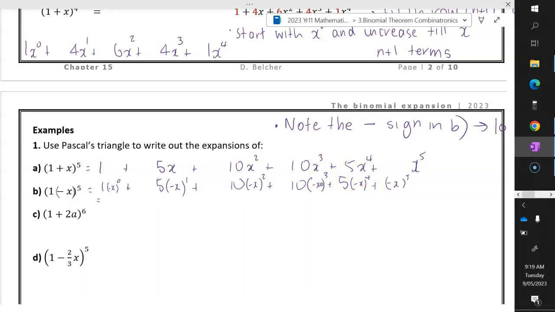So what we're going to have there is a 1 plus, it's not going to be a plus now, is it? It's going to be a minus 5x. This negative disappears because it's being squared, so we're going to have positive 10x squared, and it's only the x that's squared. This negative still stays a minus, so it's going to be minus 10x cubed. Positive power makes the negative go away. You can check that on your calculator if you feel unsure about that. Plus 5x to the power of 4, and then we've got a negative there with an odd power, so that is going to stay a negative x to the 5.